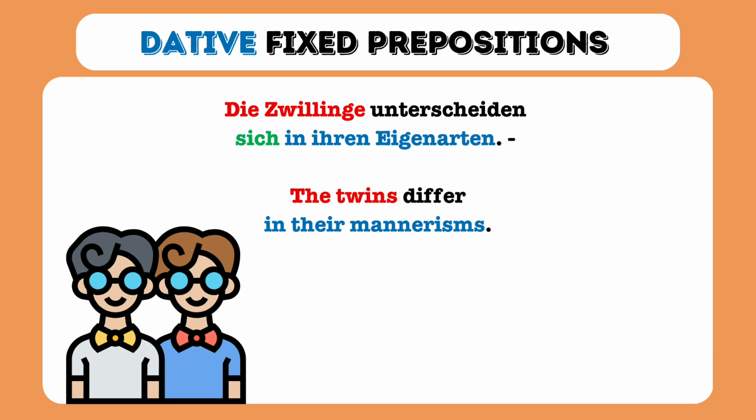Die Zwillinge unterscheiden sich in ihren Eigenarten. The twins differ in their mannerisms. To differ in something in German, we have unterscheiden followed by in as the preposition. Die Zwillinge unterscheiden sich in ihren Eigenarten.